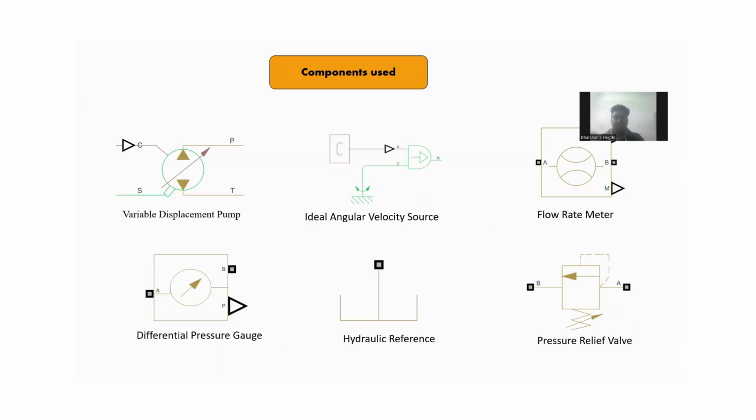Coming to the components used: first, a variable displacement pump, enabling variable flow rates in the system. Second, an ideal angular source, which is used instead of a motor to drive the pump, and the flow rate meter, which is used to visualize the flow rate of the hydraulic fluid. Then comes the differential pressure gauge, telling us the difference in pressure between 2 points. Coming to the hydraulic reference, this is used instead of the reservoir. Then the pressure relief valve preserves the system's performance at a specific pressure. When the pressure exceeds its limit, this PRV ensures that the flow is taken back to the reservoir, or the hydraulic reference.